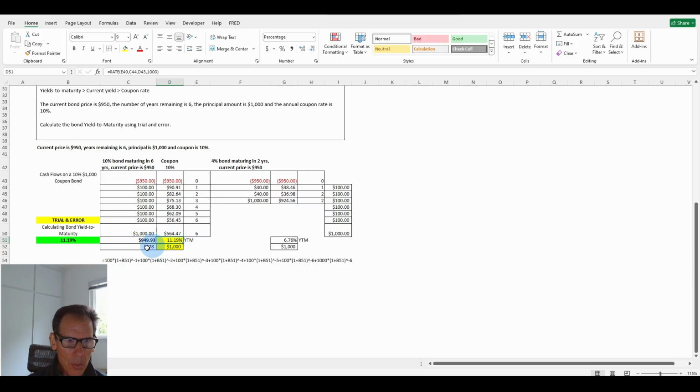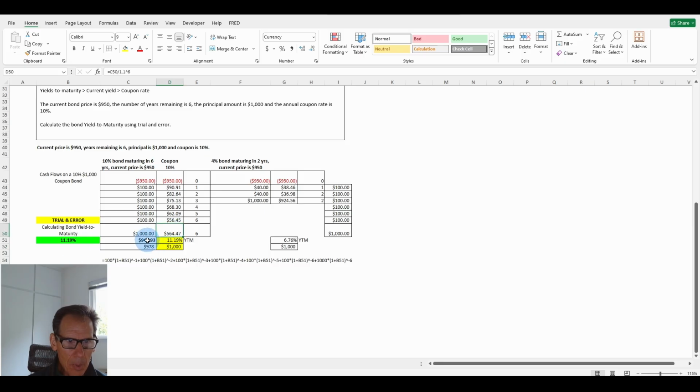And that equates to an 11.19% yield to maturity. If you need to work through this, here is the 950, and we're discounting this back at 10%. Then if you add up these cash flows, you're going to see that it adds up to 1,000. Sum D44 through D50.